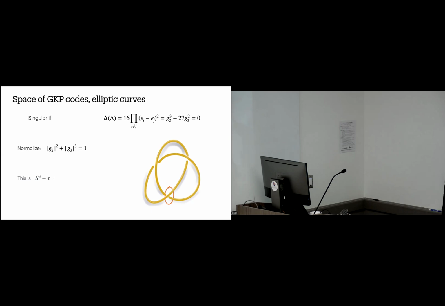But now we want to exclude all of the lattices that have distance 0, corresponding to the distance 0 GKP codes, which means that we take the 3-sphere and we cut out whatever the solution is to this equation. And so it turns out that the solution set of this equation within the 3-sphere is the trefoil knot. So this is the explanation of the picture that we started out with. The space of all GKP codes is given by the 3-sphere minus the knot complement.